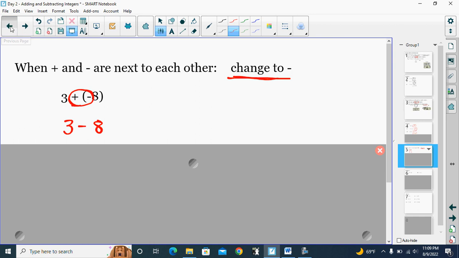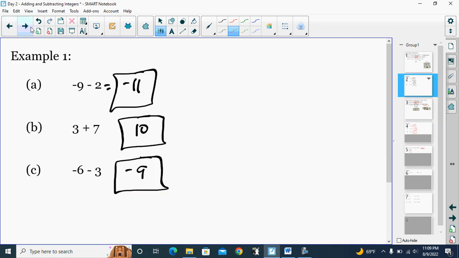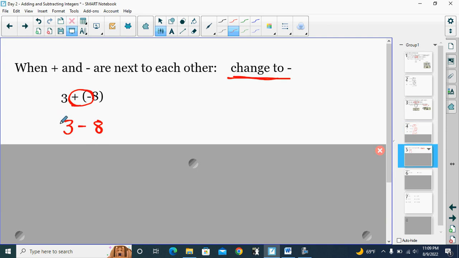Once I get down to there, now this problem's just like all these other ones that we've already done. So 3 minus 8, 3 is positive, 8 is negative. One positive and one negative, we want to subtract. 8 minus 3 is 5. And the bigger number, 8, is negative, so negative 5.